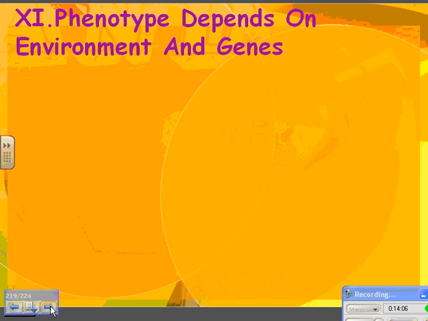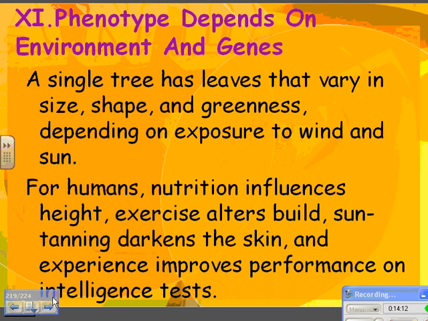The last thing that I wanted to mention is that phenotype depends on the environment too, as well as genes. For example, a single tree has leaves that vary in size and shape, how green they are, and it all depends on wind and sun. So there's more than genetics typically. For humans, nutrition influences height along with genes. Exercise will alter build along with genes. Sun tanning will darken the skin along with genes. And experience can also improve your performance on intelligence tests. So study, study, study.